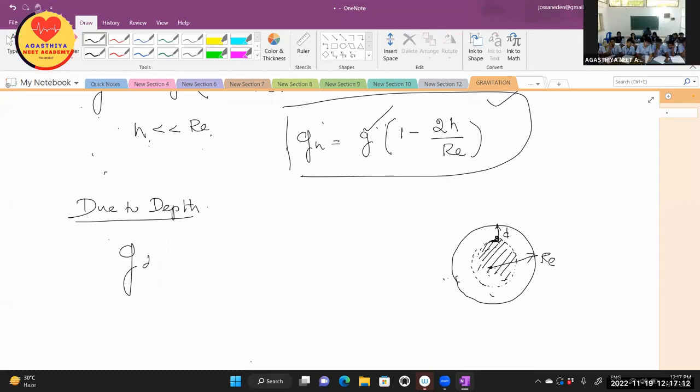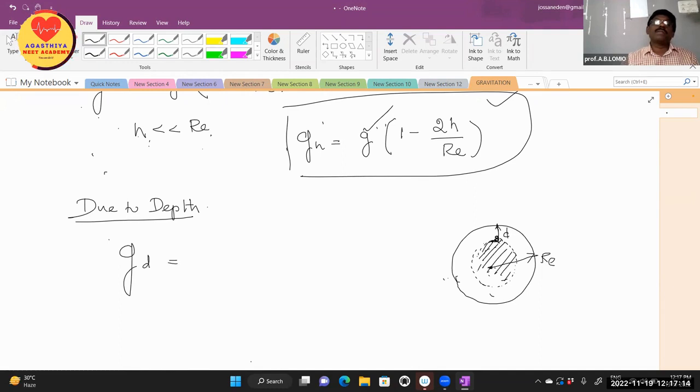The governing formula is expressed in terms of acceleration due to gravity with respect to the surface: g into (1 - d/R_E), where d is the depth from the surface of the earth and R_E is the radius of the earth. Therefore, g_d is in terms of g.